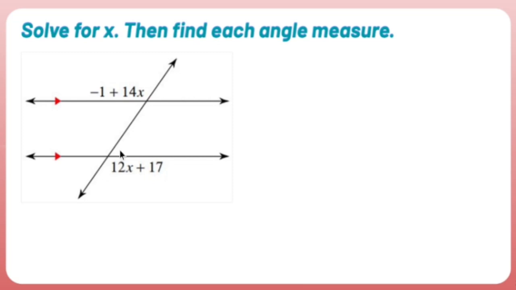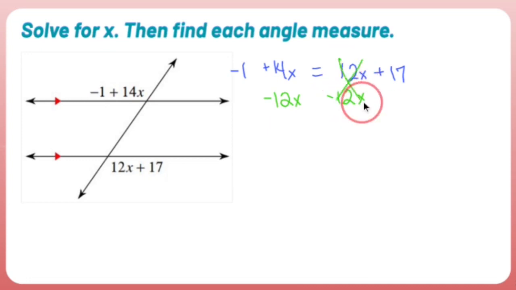When given parallel lines, alternate exterior angles are congruent, which means I can say -1 plus 14x, that's the guy on the top left, is going to equal 12x plus 17. And now it's just an equation with x on both sides of the equal sign problem. So I'm going to subtract 12x from both sides, like so, minus 12x, and cross you out. That leaves me with -1 plus 2x equals 17.